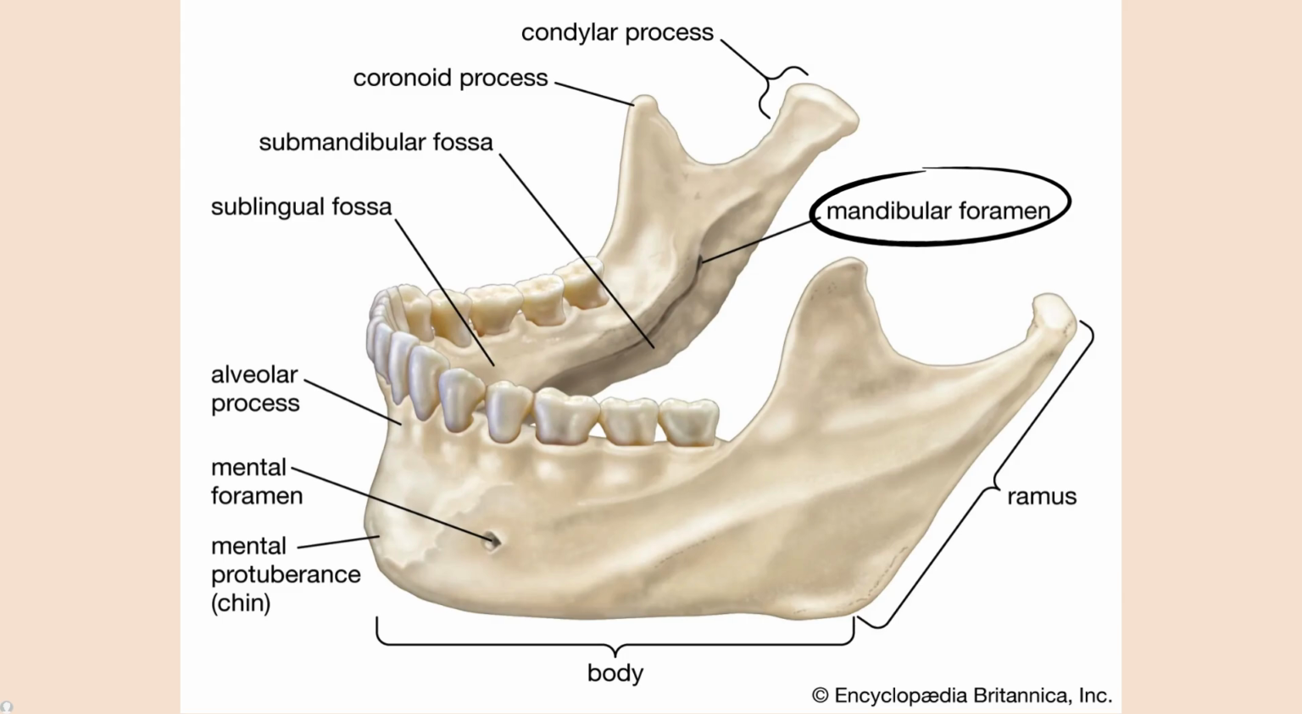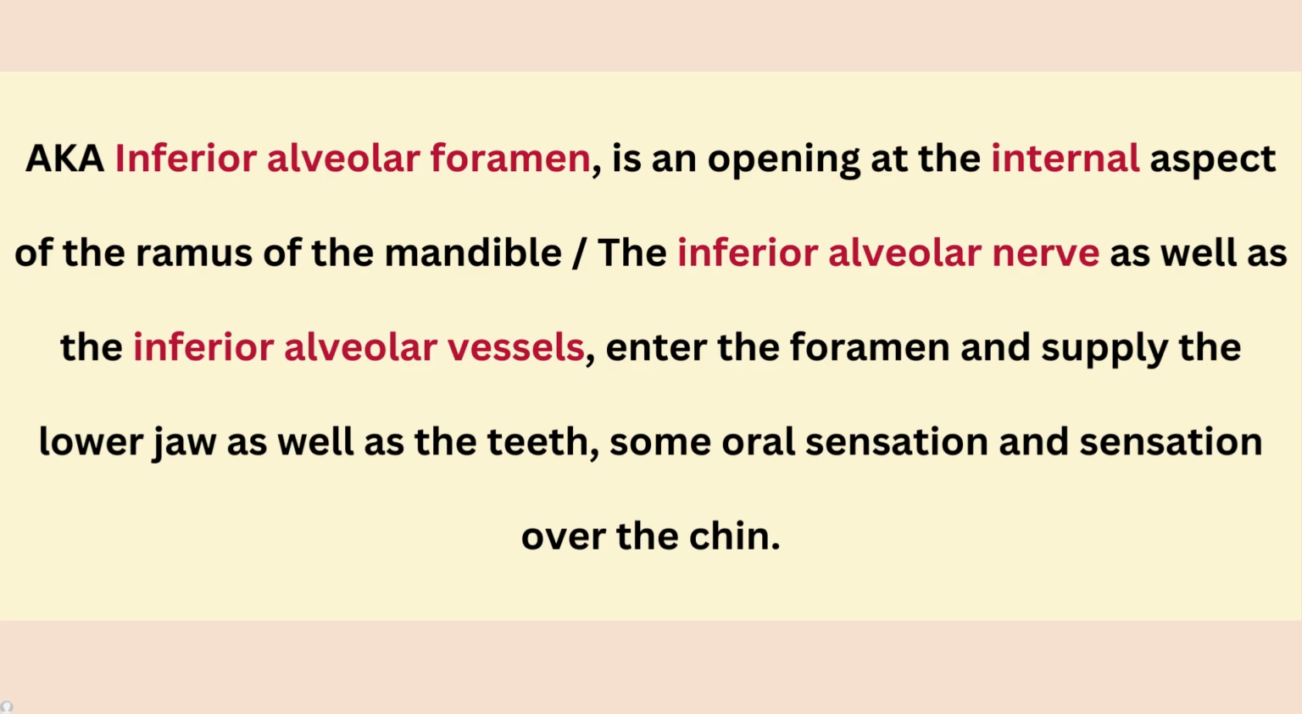The last structure that I will be speaking about is the mandibular foramen. The mandibular foramen is also known as the inferior alveolar foramen. Why is it called inferior? Because it is located on the internal aspect of the ramus of the mandible, whereas, similar to the location of the sublingual fossa and the submandibular fossa, it is also on the internal surface of the mandible.